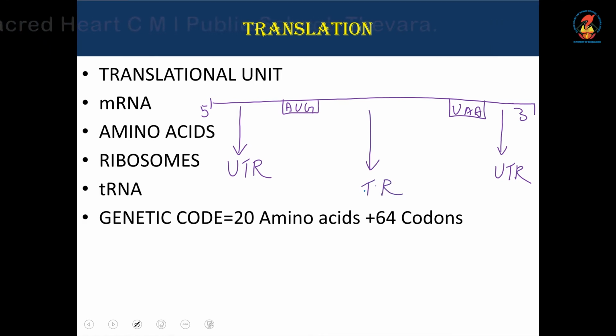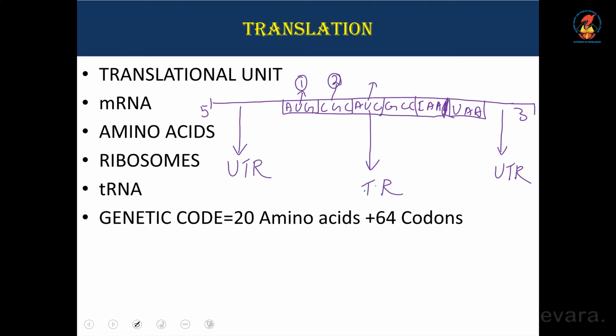I am going to fill with some codons. Any random. Now I am going to give random figures: CGC, AUG, CGC. Remember it should be in triplets. So, we have one codon, second codon, third codon, fourth codon, fifth codon. Okay, it should be only in triplets. So, the first codon definitely should be only AUG, that is the start codon. This is my second codon, third codon, fourth codon, fifth codon, and here the sixth codon is the stop codon. This is a translational unit.